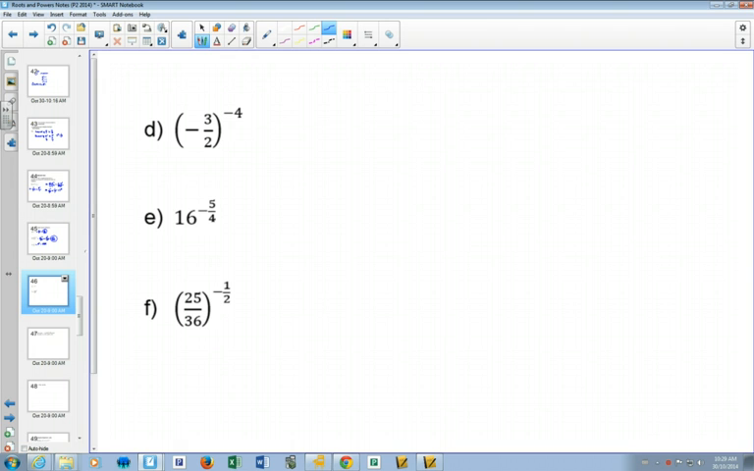Now in D, we have a negative. When you have a fraction that's negative, negative 3 over 2, does it make sense that that's the same as negative 3 over 2? Or you could say 3 over negative 2, but it is not equal to negative 3 over negative 2. Where you put the negative doesn't matter.